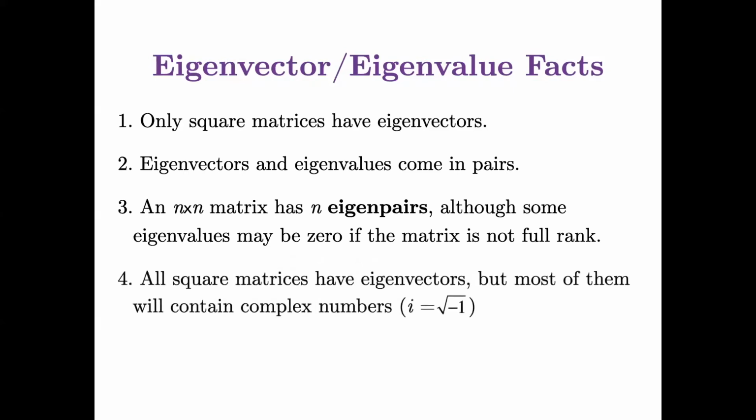Next, all square matrices have eigenvectors, but most of them will contain complex numbers. Recall, a complex number is one that involves the square root of -1, or i, the imaginary number. So if you just pick a random matrix and put it into R and ask for the eigenvectors, chances are it will come back with some complex numbers involved.